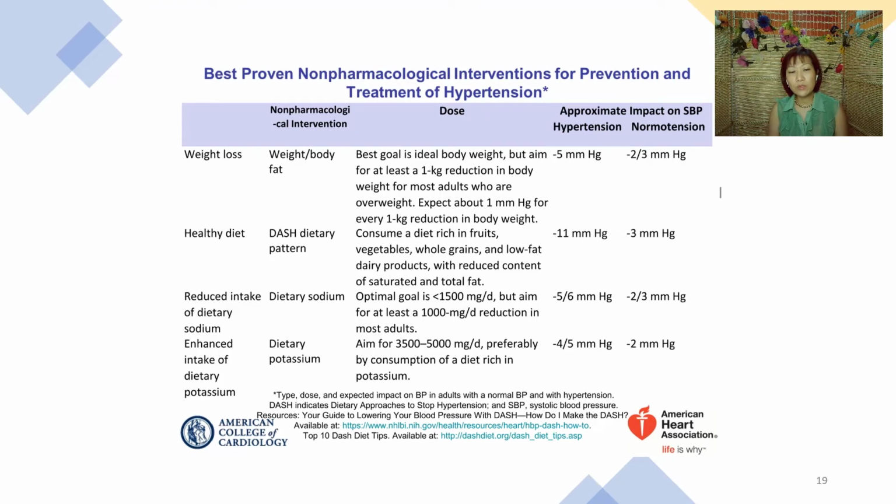Okay, so you can potentially also ask them to observe a DASH dietary pattern. Imagine a diet rich in fruits, vegetables, whole grains, and low fat products can reduce your blood pressure by 11 millimeters mercury. Isn't that impressive? Also, reduction of dietary sodium, especially if they're salt sensitive, and an increase in dietary potassium can potentially also drop blood pressure by 4 to 5 millimeters mercury.